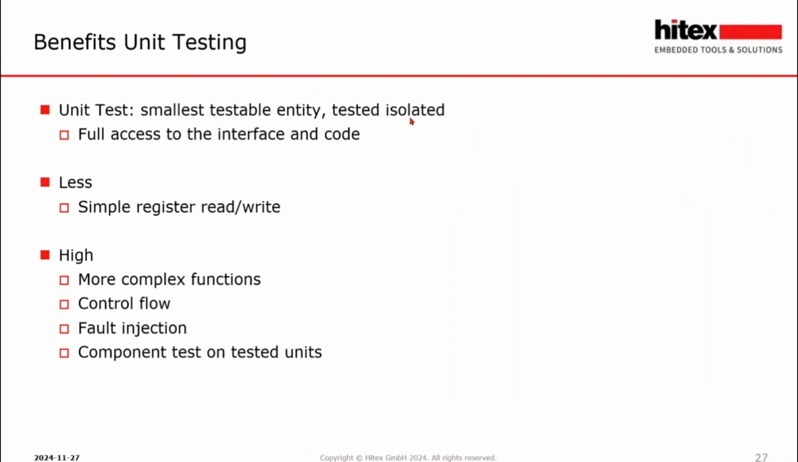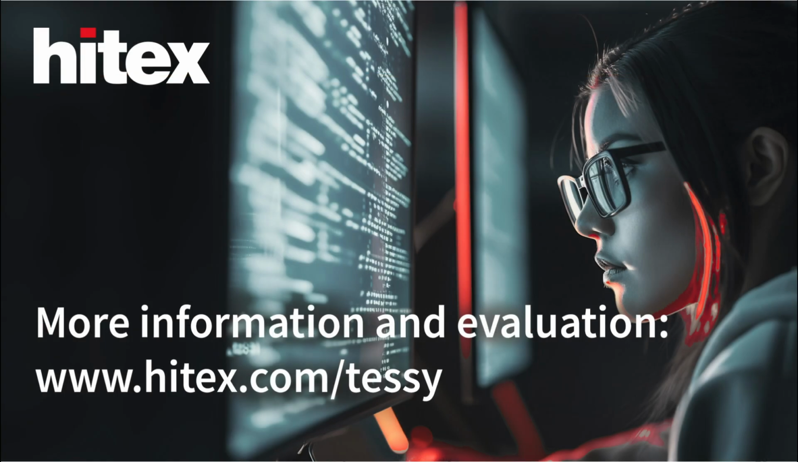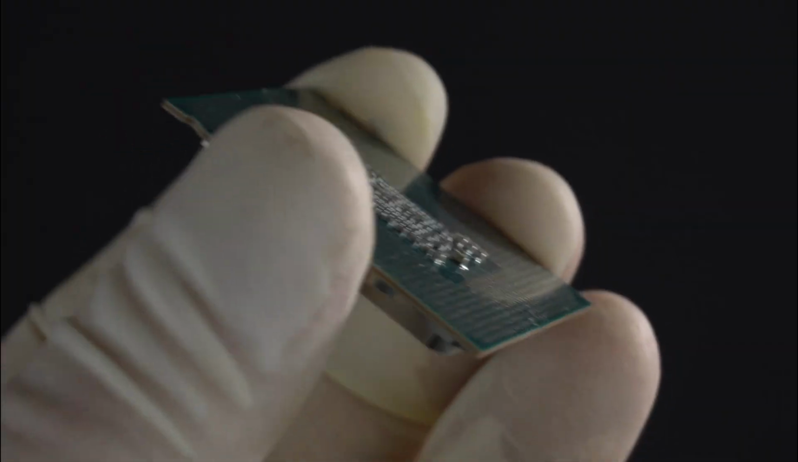To summarize, unit testing is very nice because you can take a look inside the smallest testable entity. If you have only a read-write to a register, it might not be so efficient. But if you have more complex functions, you can see the control flow. We can test really fault traps, for example. We have fault injection for that. Okay, we have some additional features, but I think we will have some more sessions like that today.